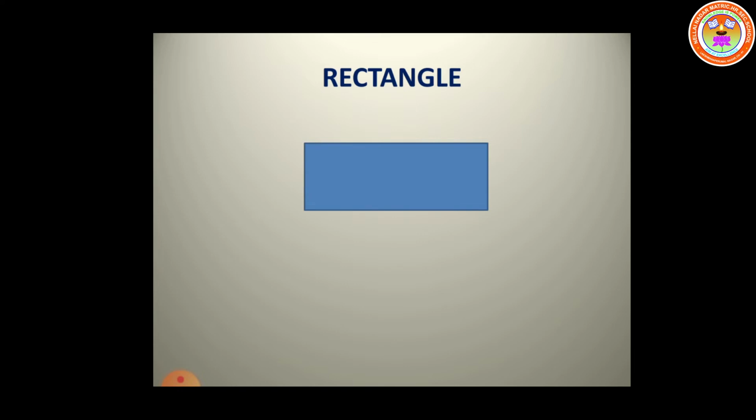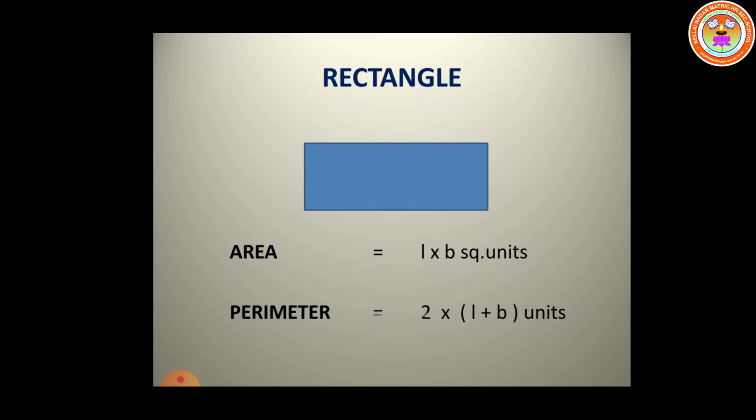Longest sides are called as length, denoted by L. Shortest sides are called as breadth, denoted by B. Now, let us see the formula for area of the rectangle. Area of the rectangle equal to L into B square units. Perimeter of the rectangle equal to 2 into (L plus B) units.